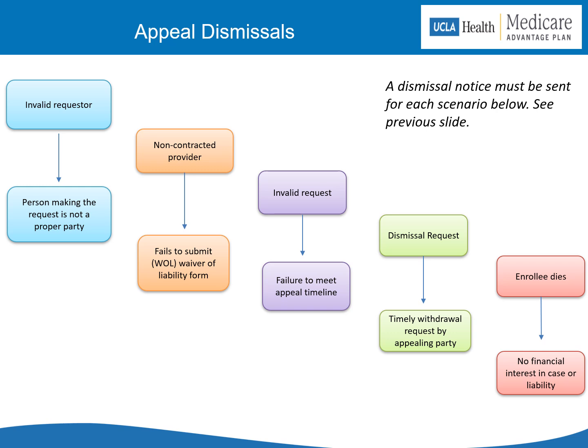If we get an invalid request, and simply think about a late filing case, right? We get to dismiss the request if that case is outside of the 65 days. If we get a withdrawal request by the appealing party, as seen in the prior slide, we send a dismissal notice. And if our enrollee passes away, when there is no financial interest in the case or liability on the case, then we get to dismiss that case and that appeal.